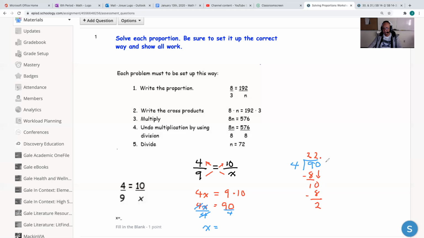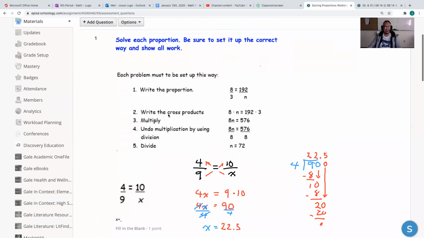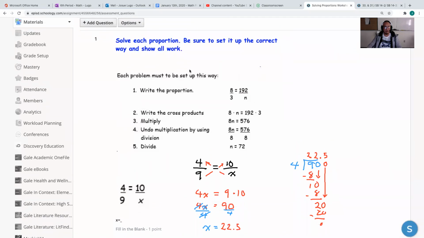So we need to put a decimal and bring down a 0. And 4 goes into 20 exactly 5 times. Ladies and gentlemen, x has to equal 22 and 5/10. 22 and 5/10, so that would be my answer to number 1.